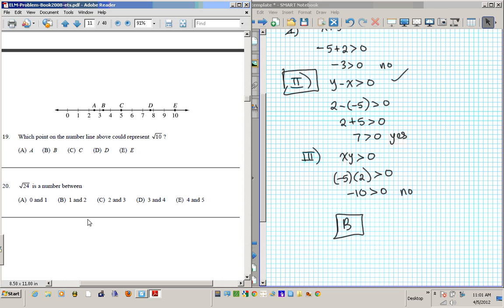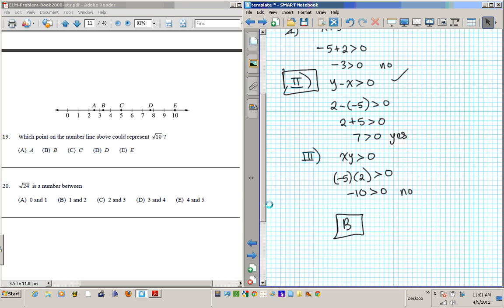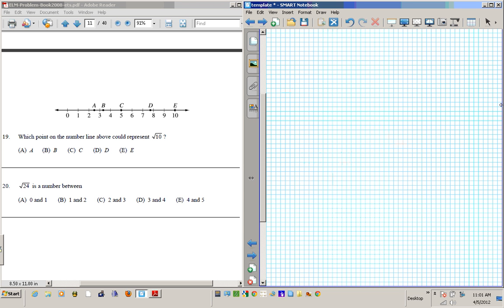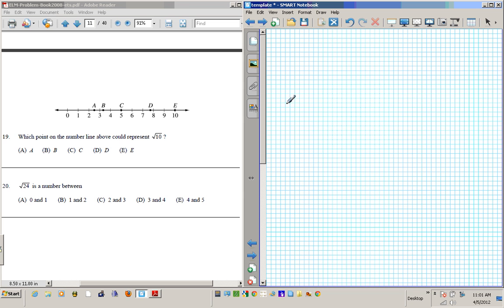Alright, let's take a look at number 19. It says, which point on the number line above could be represented by the square root of 10? So, is it between these two, those two right there? I'm going to start with 2, lining it up like this: 2, 3, 4, 5. Let's stop there and see.